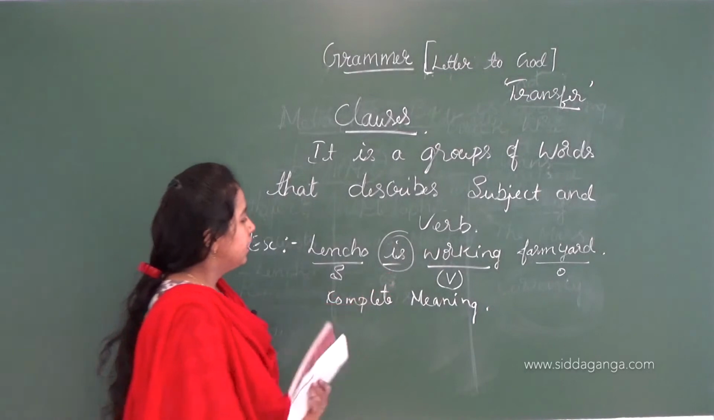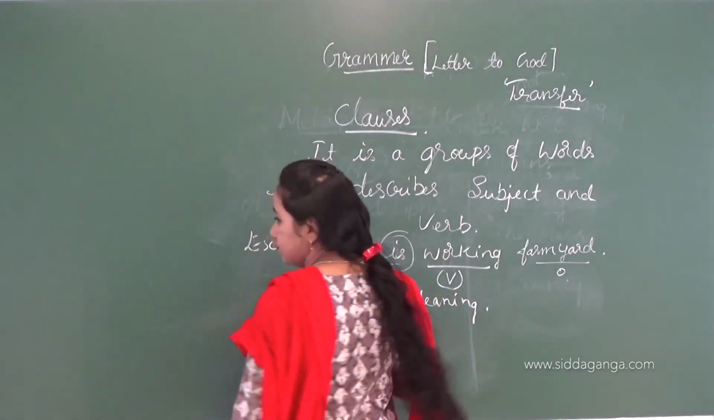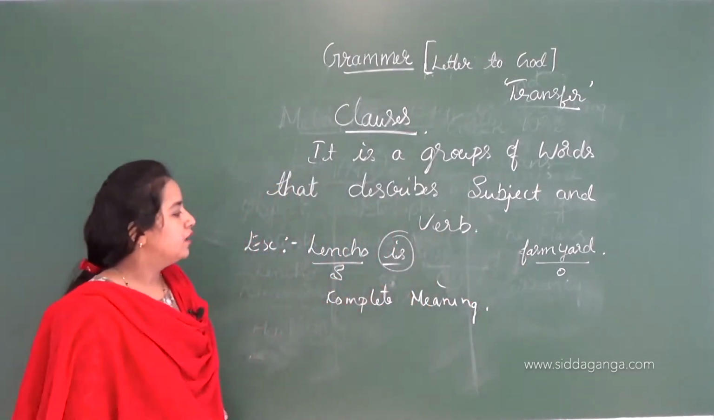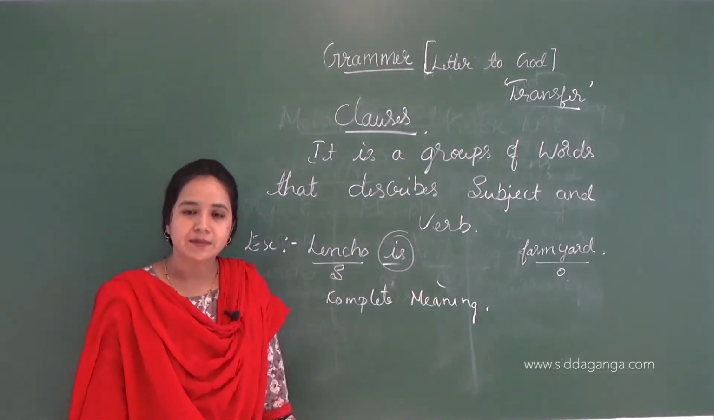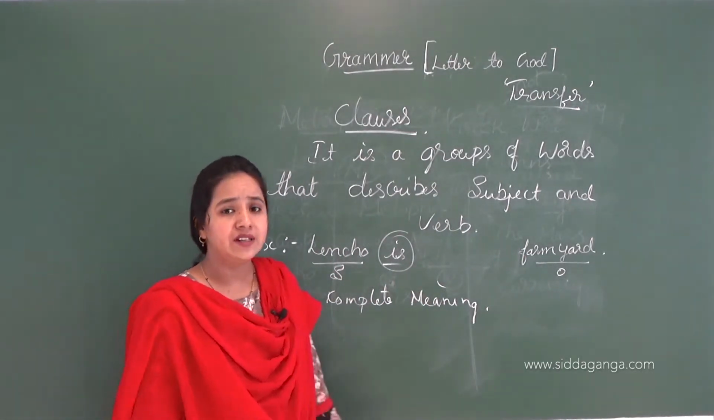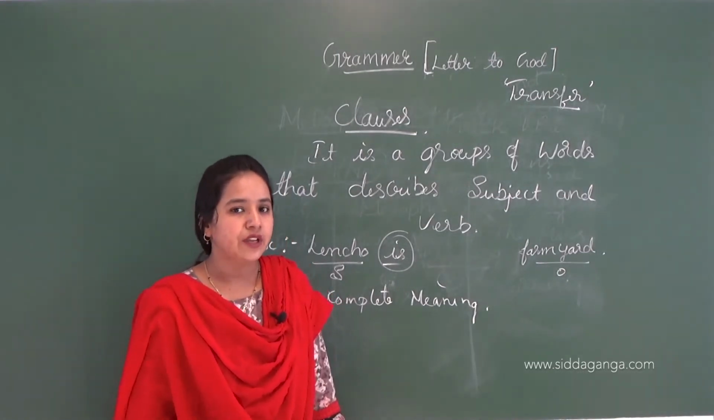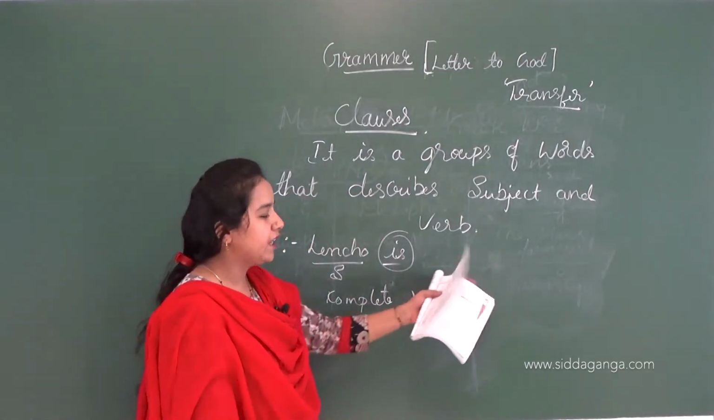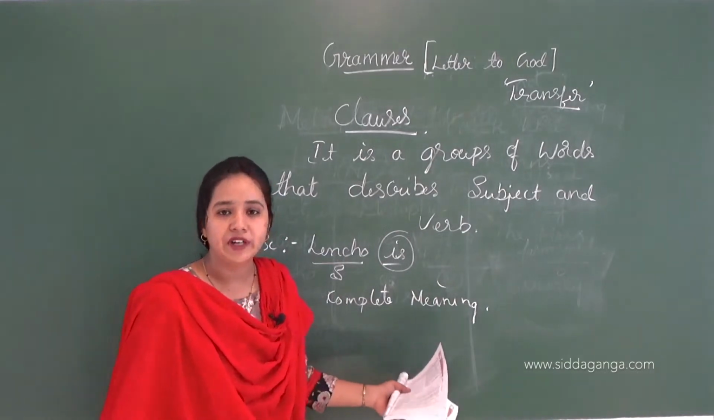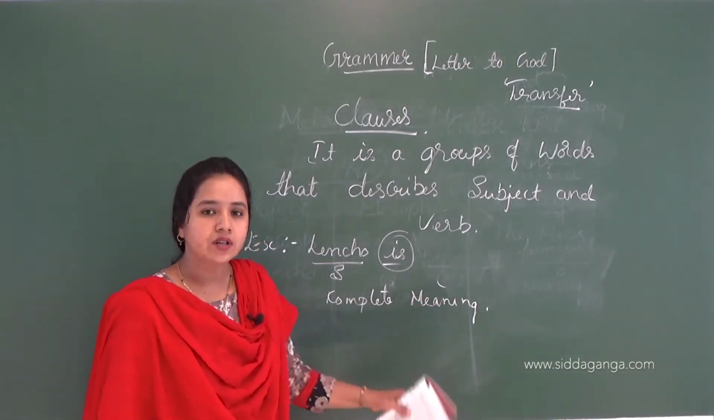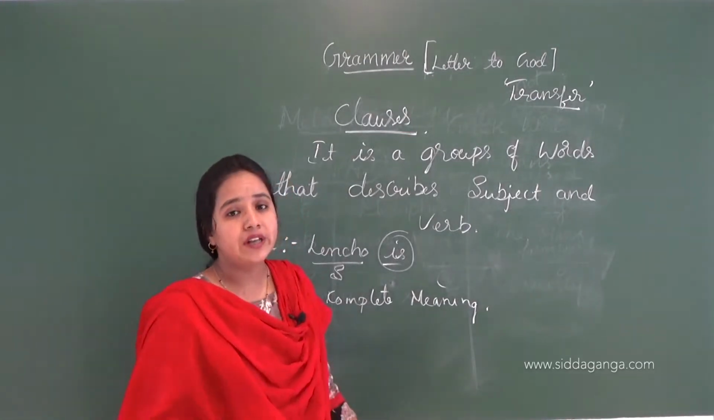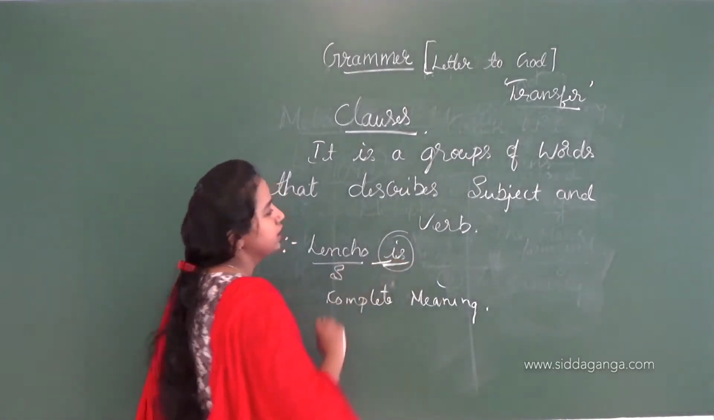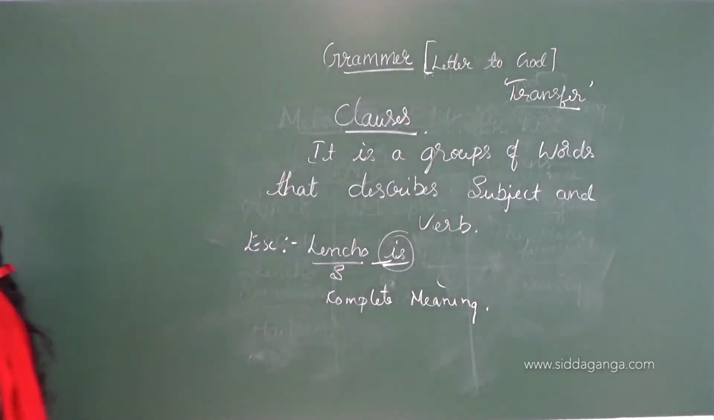Here, if I rub something from this, Lencho is farmyard. What is this? There is a lack of information. If I rub this, Lencho is what? We don't have any actions. So it gives an incomplete meaning. So it is not a clause. In this, we have two types of clause: dependent clause and independent clause. But this is about the clause. I hope that all have understood this.